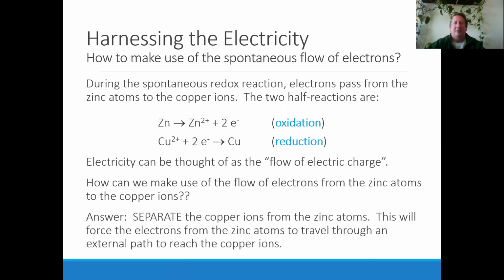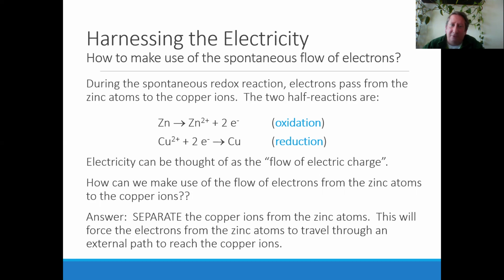The key idea is we have to prevent the copper ions from colliding directly with the zinc metal. When they collide directly, the electrons are passed from zinc atoms to copper ions, and we cannot use those electrons. So we're trying to use the electrons to light a light bulb or to do some work for us, to basically operate something. But if the copper ions collide directly with the zinc metal, we can't use the electrons that are transferred because they're transferred directly from a zinc atom to the copper ion in the collision.